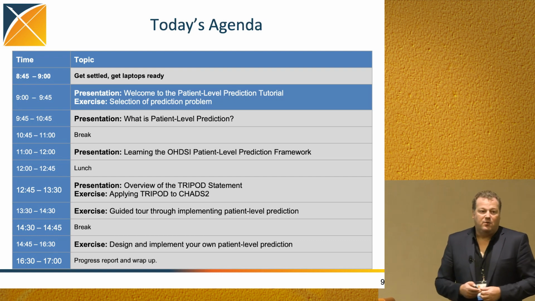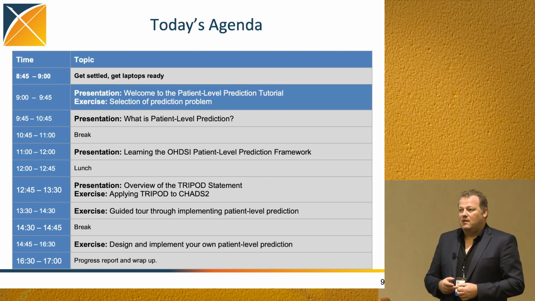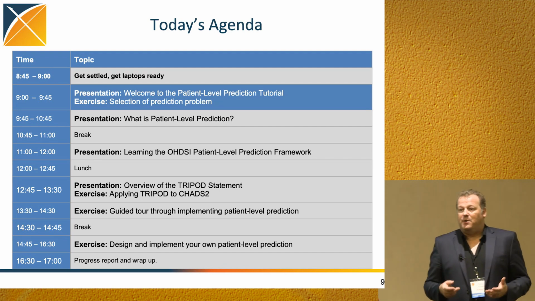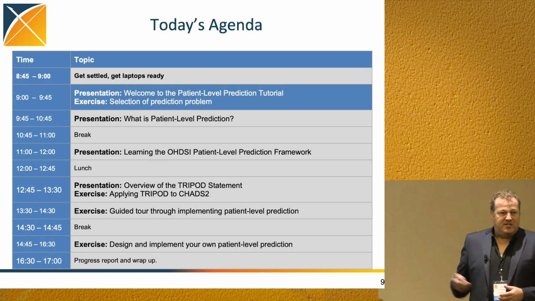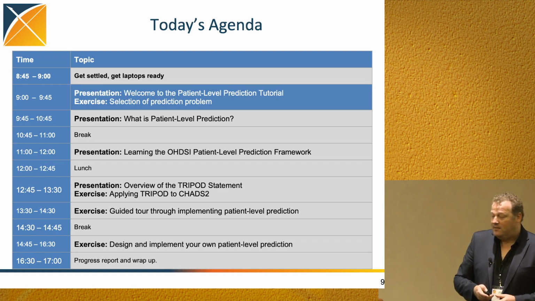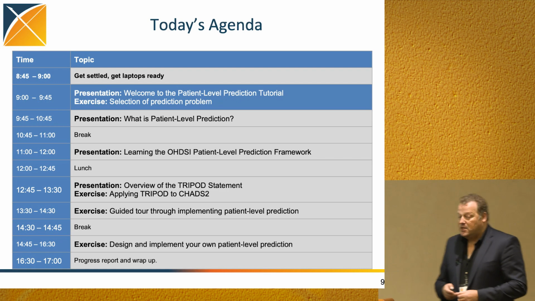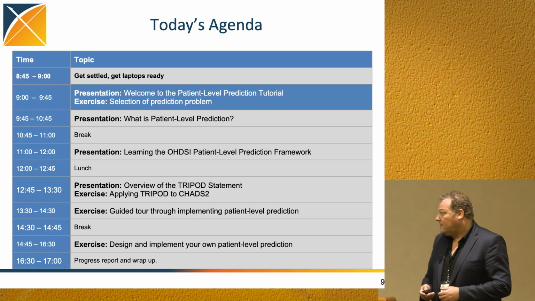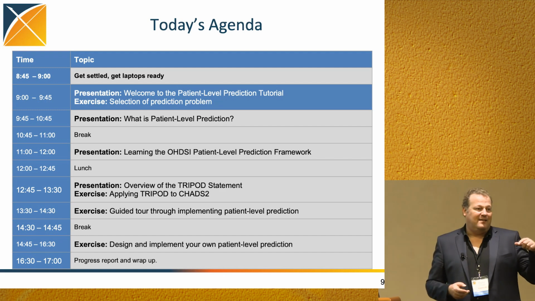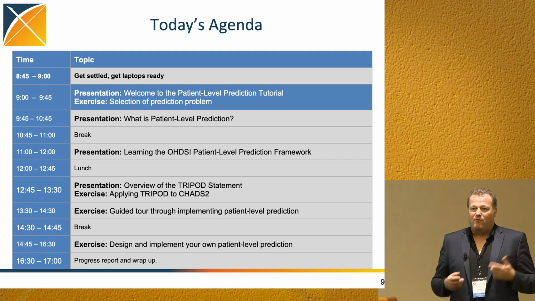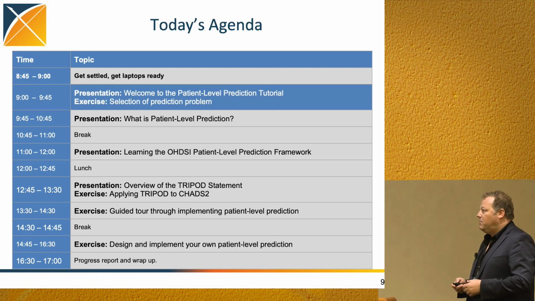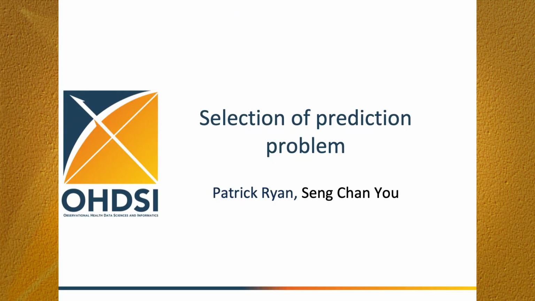Then after lunch, we will look at the TRIPOD statement, which is a very important statement that tells us how we should report our prediction models. And we will go through the CHADS2 paper that I hope you have read before coming here, because we will go in depth in that paper, and you have to do some exercises on the paper as well. And then we will be implementing the CHADS2 in our framework and running that on a data set, and you will be able to implement your own prediction problem. So let's start with the selection of the prediction problem, and that's something that Patrick will do.